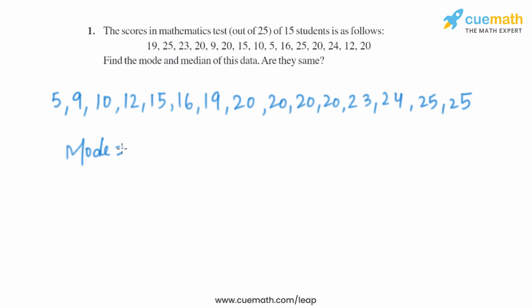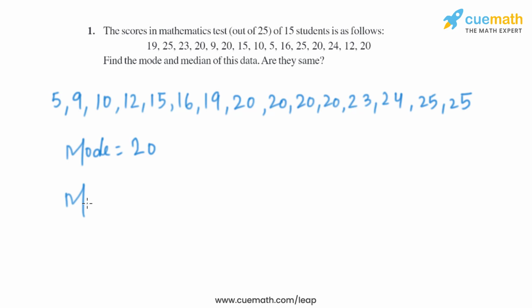Now we can easily find the mode. Mode is that value that occurs the most often. So as we can look into the data, 20 is repeating 4 times. So the mode of this data will be 20.